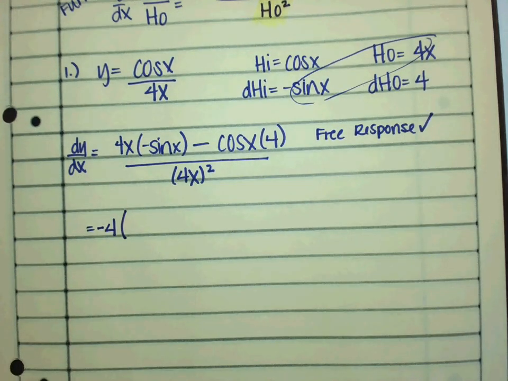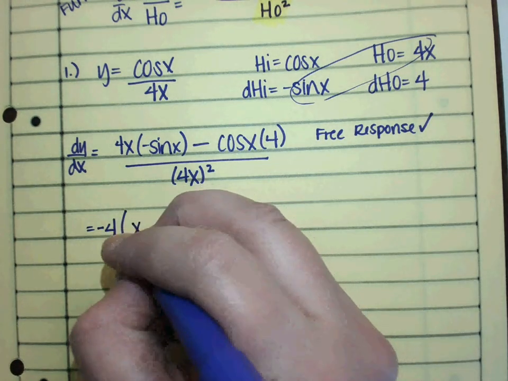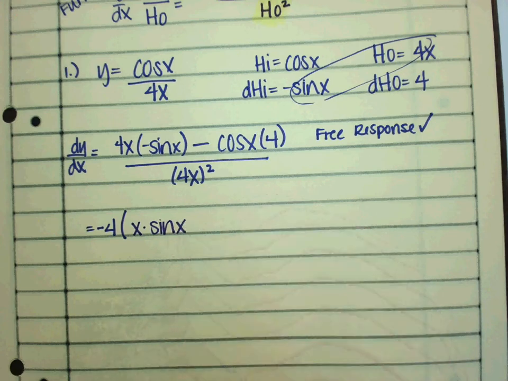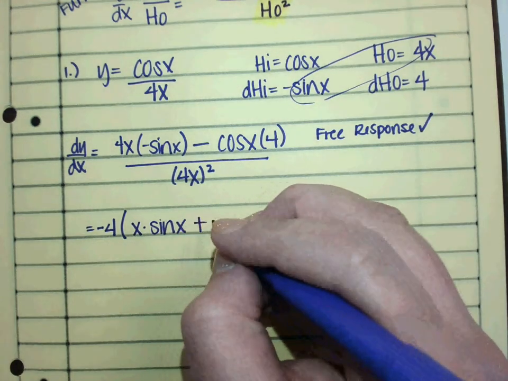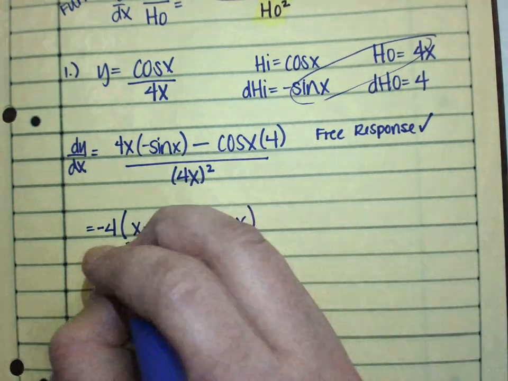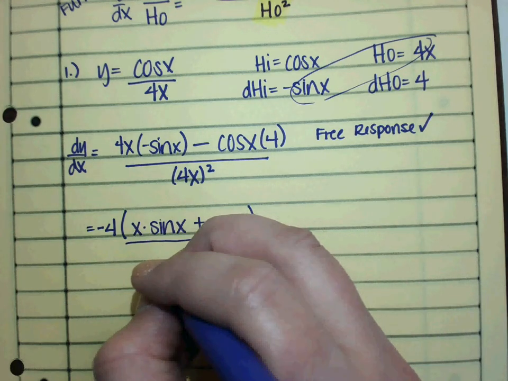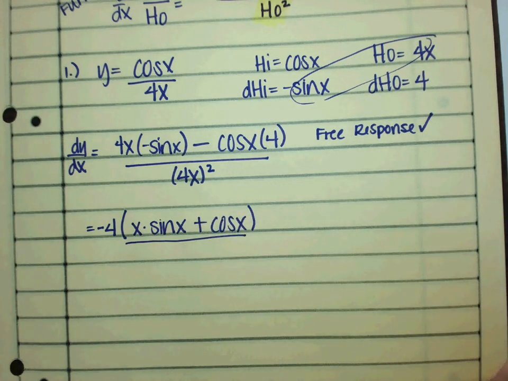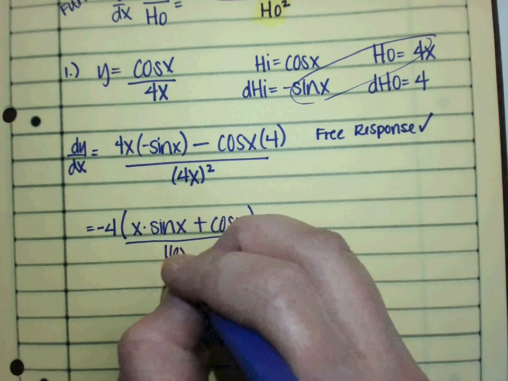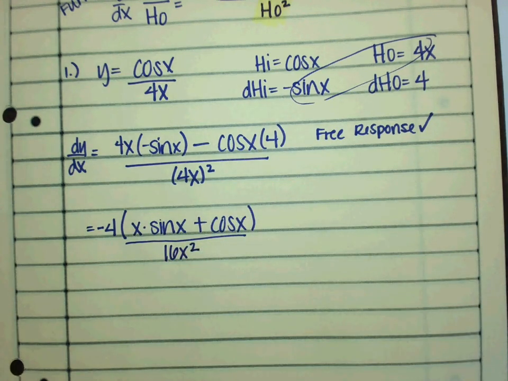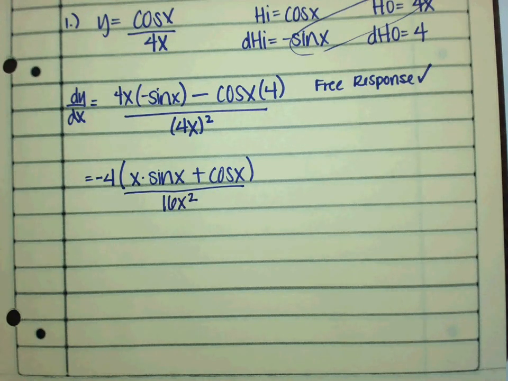What would be left over from 4x times negative sine x? X sine x, right? Okay, out of my cosine x times 4, I took the 4 out, I took the negative out. What's left over? A plus cosine x. And then on the bottom, if you had 4x squared, square that guy, what is it? 4x times 4x is 16x squared. Do you see what can cancel or reduce? The 4 and the 16.